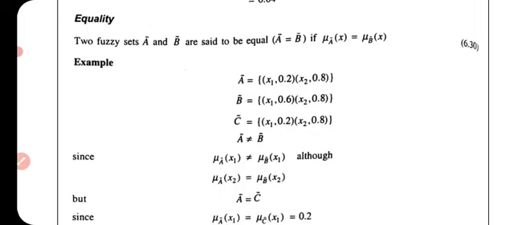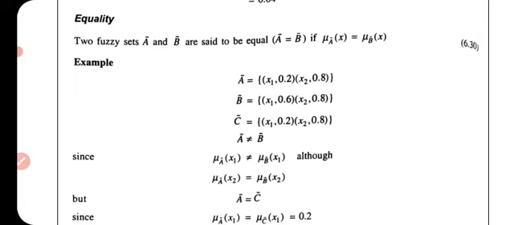Next operator is equality. As its name states, equality means equal. Two fuzzy sets A bar and B bar are said to be equal, A bar is equal to B bar, if their membership function mu A bar X is equal to mu B bar X. So if fuzzy set A has two variables, x1, 0.2, x2, 0.8, and B is equal to x1, 0.6, x2, 0.8, C is equal to this.